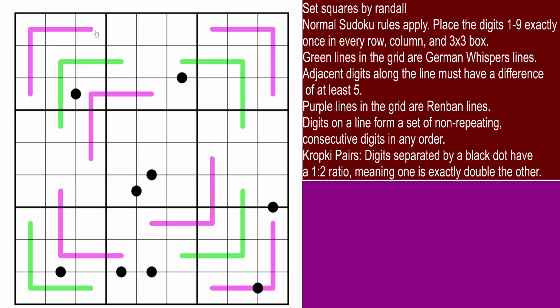Alright, so let's discuss some things before starting. If you are new to Sudoku variations, these things may help you. The one thing about the German Whisper line is that the digit 5 can never occur on a German Whisper line. Remember the property of a German Whisper line is that two consecutive digits must have a difference of 5. If this digit is 5, you cannot have anything, because the neighbor would be 0 or 10, and those are not valid digits in Sudoku. So 5 can never occur on a German Whisper line.